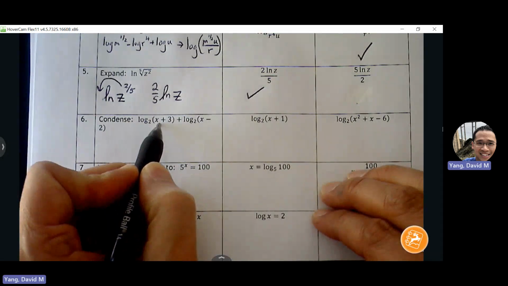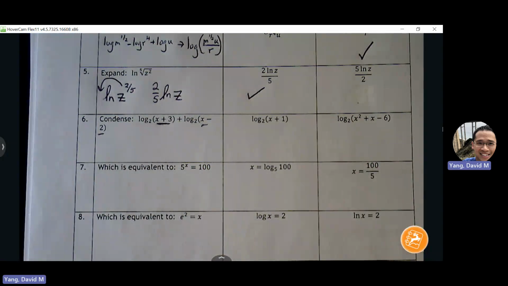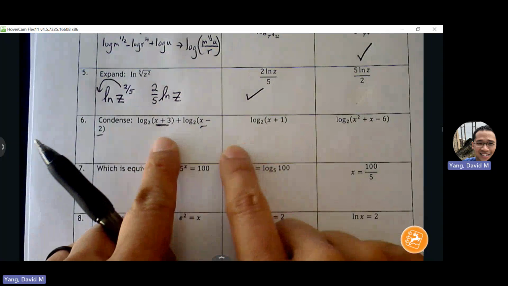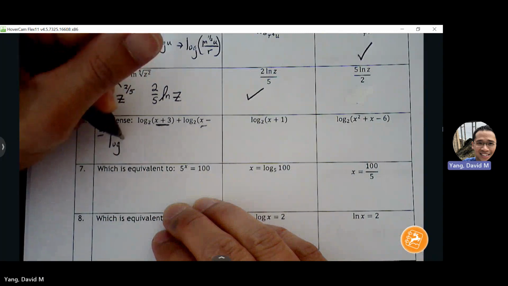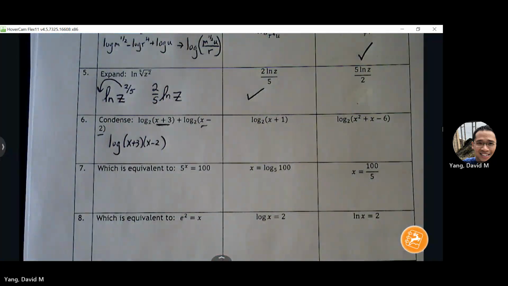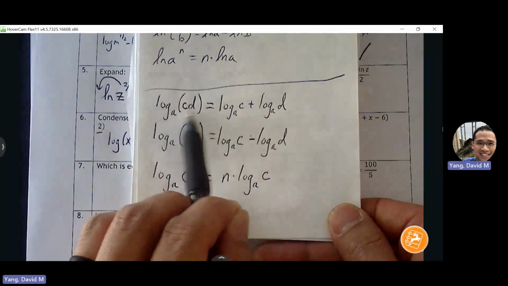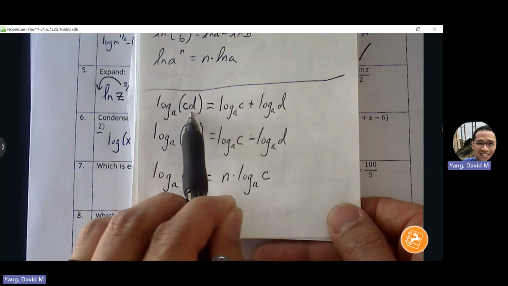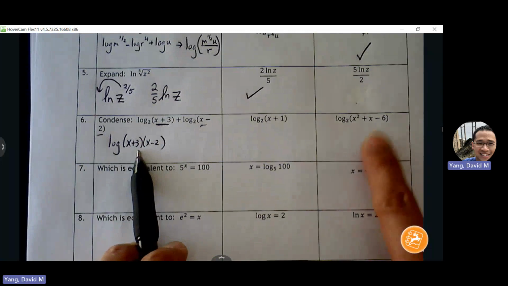Okay, condense. My A and my B values are going to be the x plus 3 and x plus 2. I'm adding the two logs together. So if I'm adding two logs, I can make it into the product of two terms. Log of A plus log of B is equal to log of A times B. So I'm just taking A and B and multiplying together, and if I multiply this through even further, it'll end up being x squared plus 1x minus 6.